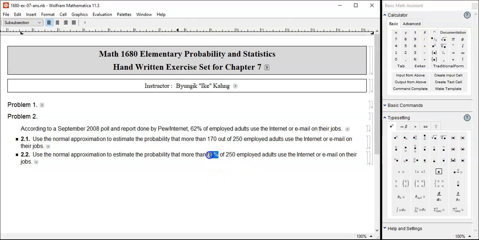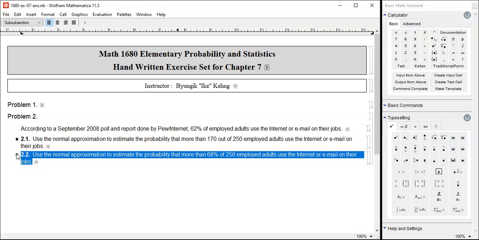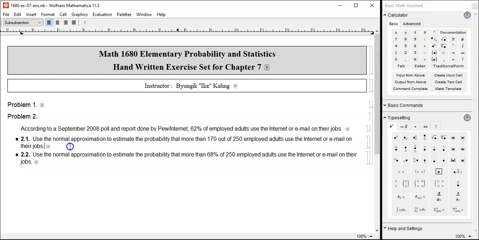This one down here, 68% is given in terms of proportion, so it stays as proportion. So the solution we discussed for 2.2 stays the same. But this one here, the previous solution we had in the previous video, is actually a little bit wrong.